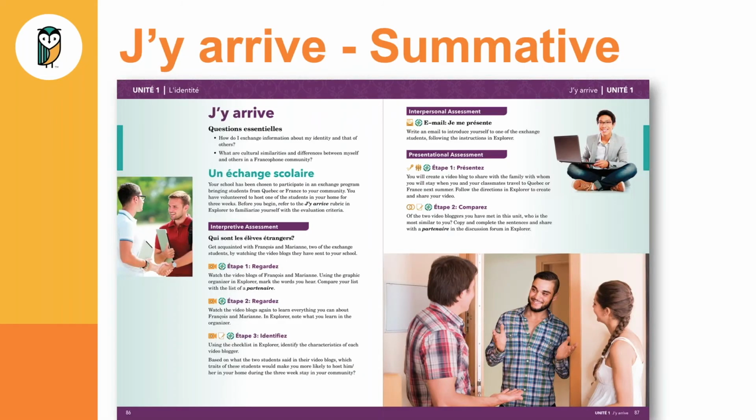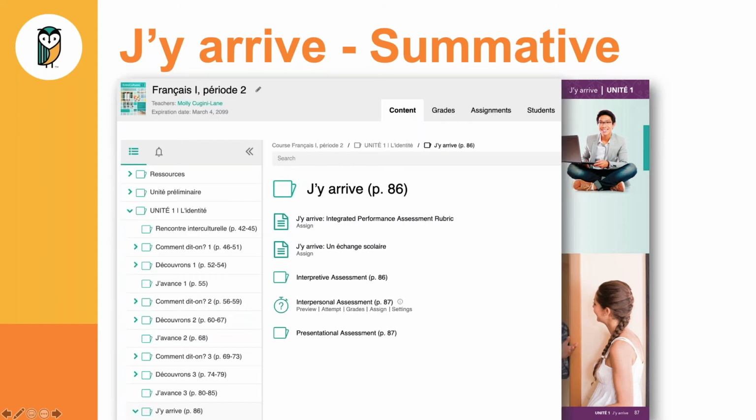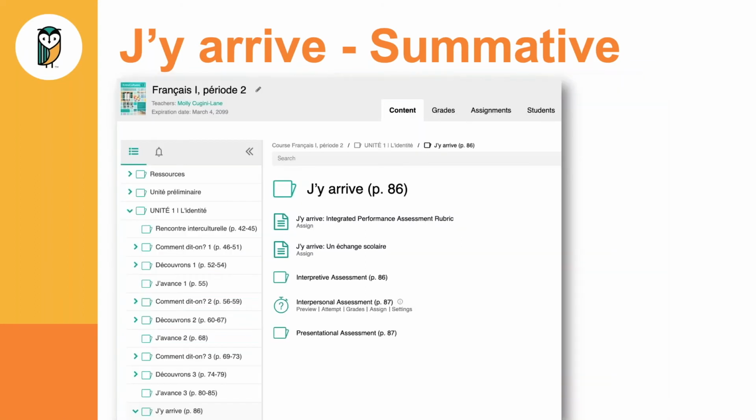We're going to look at an IPA from EntreCultures 1, Unité 1. In the EntreCultures series, the IPAs are called J'y arrive and are at the very end of the unit, as they are the summative assessments. In the textbook, you will see a brief description of each task.